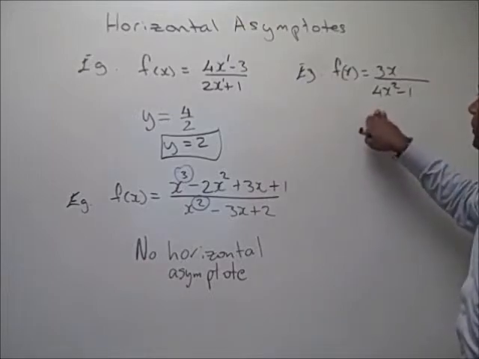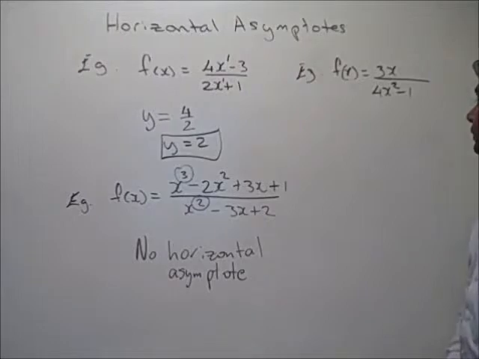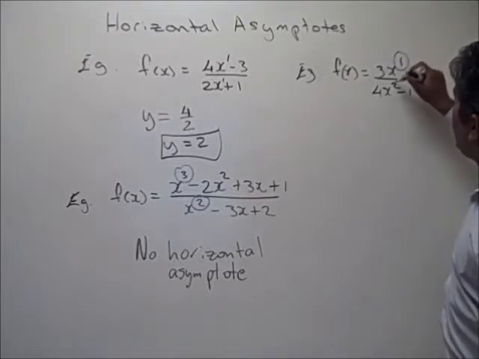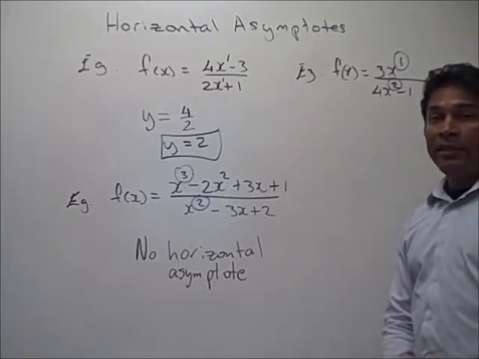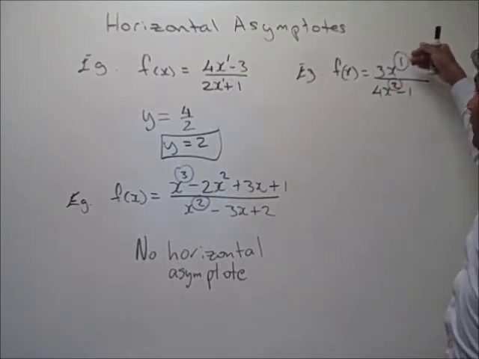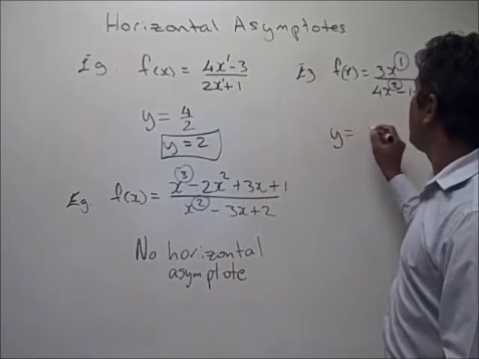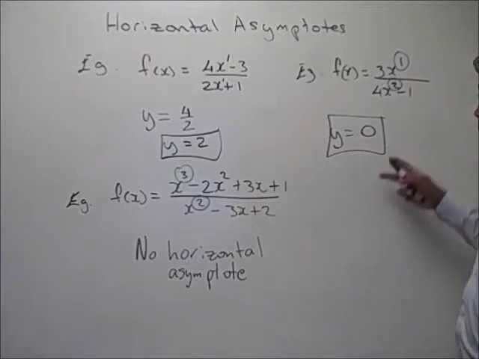Now, in this final example, we have 3x over 4x squared minus 1. The degree on our numerator here is 1. The degree on our denominator is 2. Here the degree on our numerator is less than the degree in our denominator. Because the degree on our numerator is less than the denominator, we know our horizontal asymptote is always y is equal to 0 when the numerator degree is less than the denominator degree.